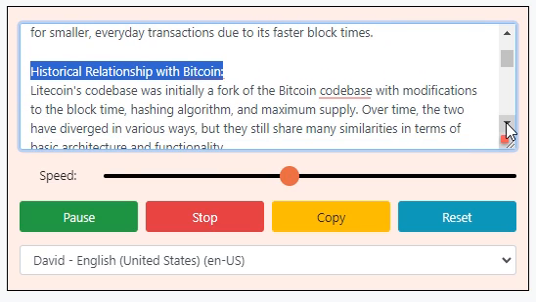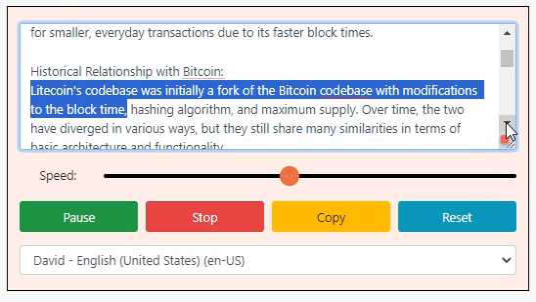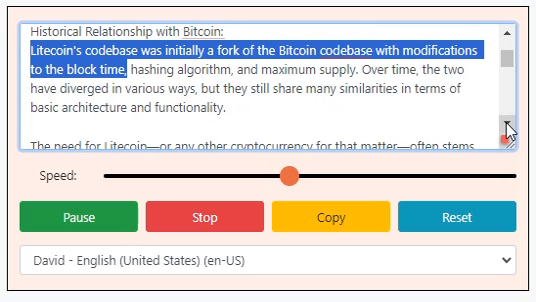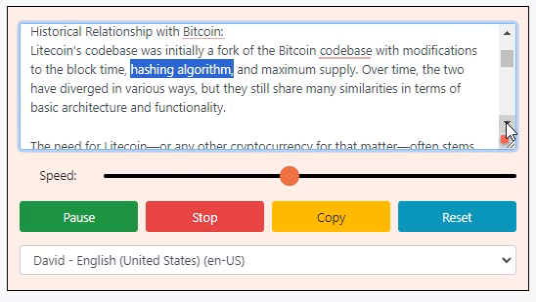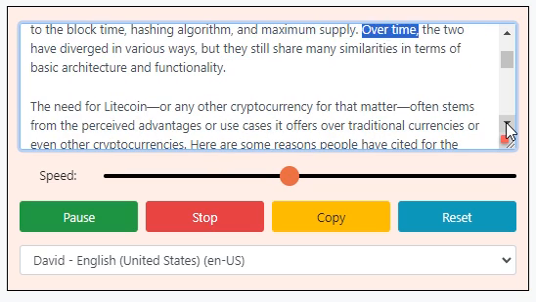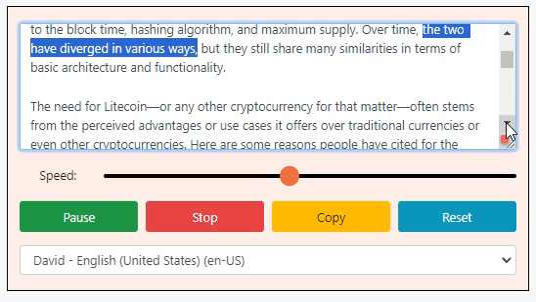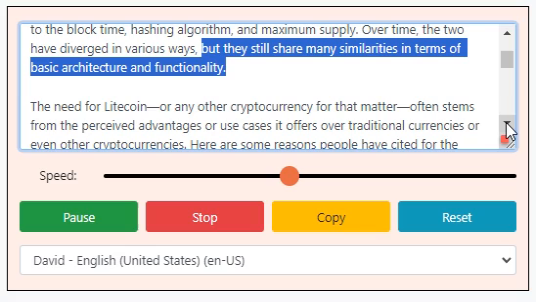Historical relationship with Bitcoin. Litecoin's codebase was initially a fork of the Bitcoin codebase with modifications to the block time, hashing algorithm, and maximum supply. Over time, the two have diverged in various ways, but they still share many similarities in terms of basic architecture and functionality.